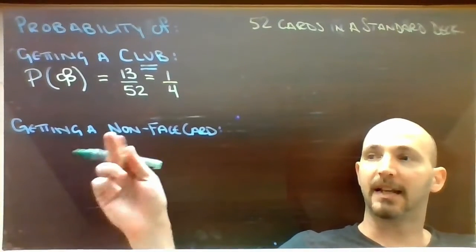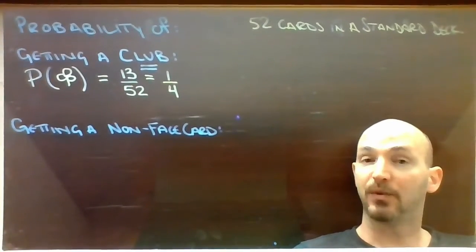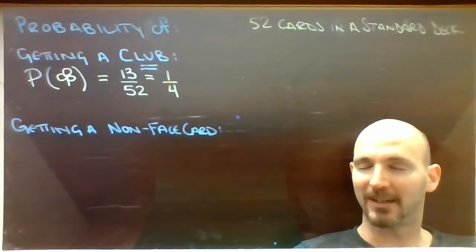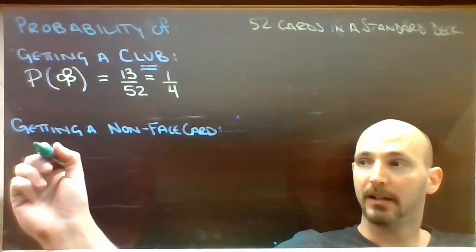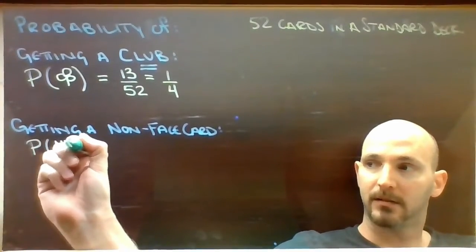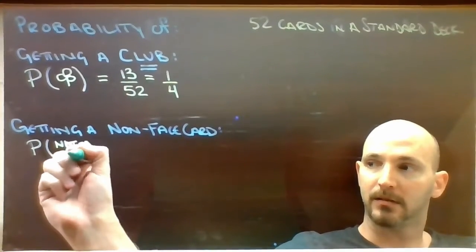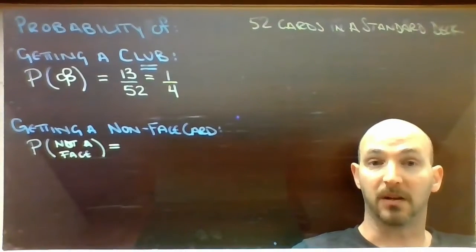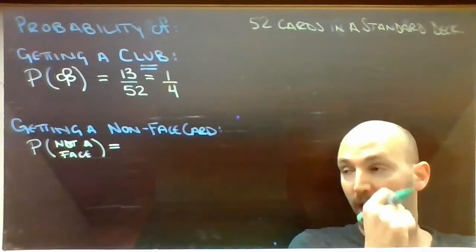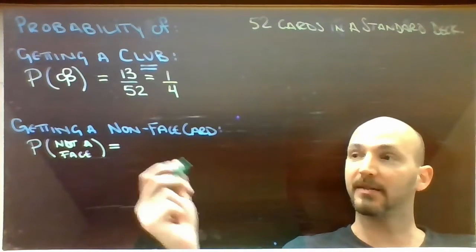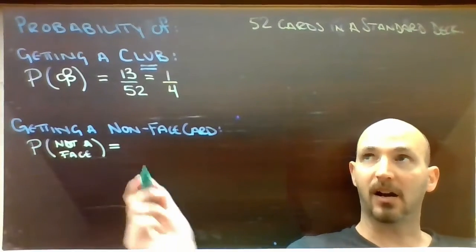Now the next one here, getting a non-face card. Now we could get into a fight whether an ace counts as a face card or not, and if you say that it is, you're wrong. Because you will not find a face on an ace card. So if we go and look, the probability of not a face... this is the good part about being the person making the videos. I can make these broad and outrageous claims that an ace is not a face card, and there's nothing you can do about it. So there. So not a face card.